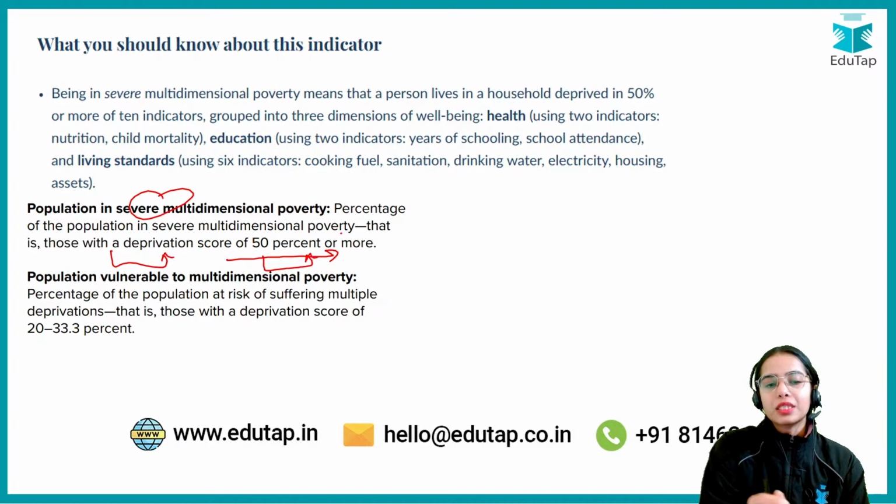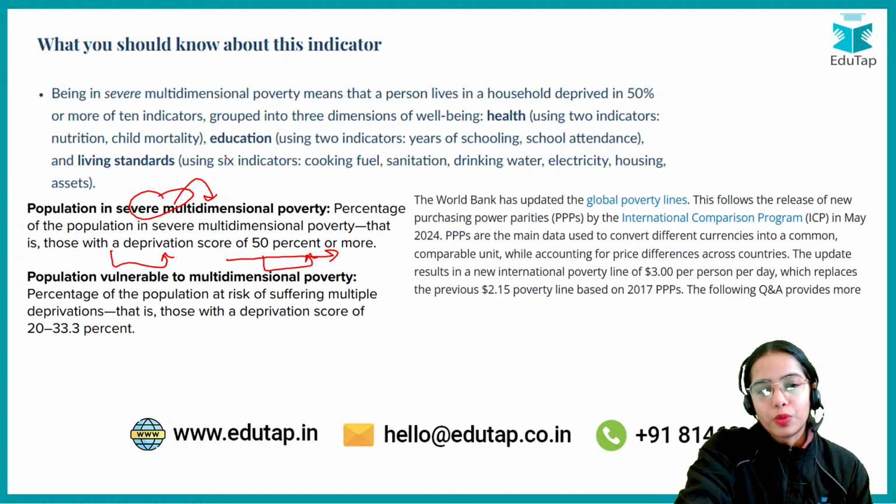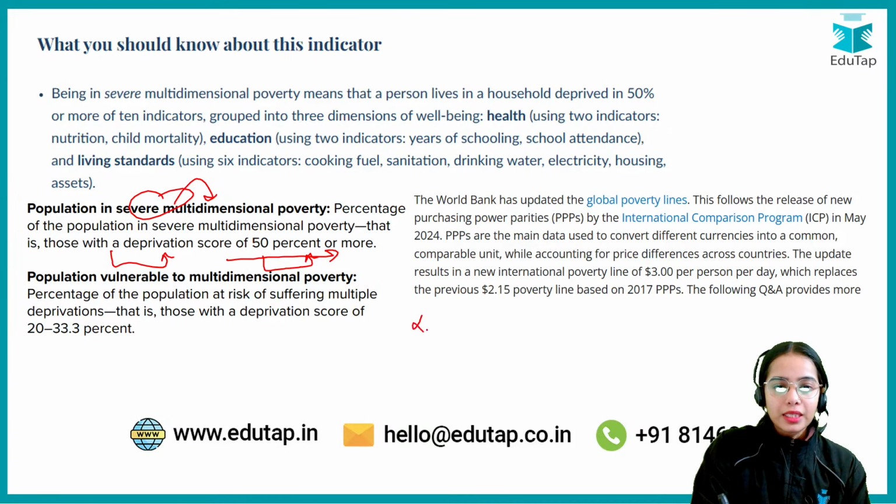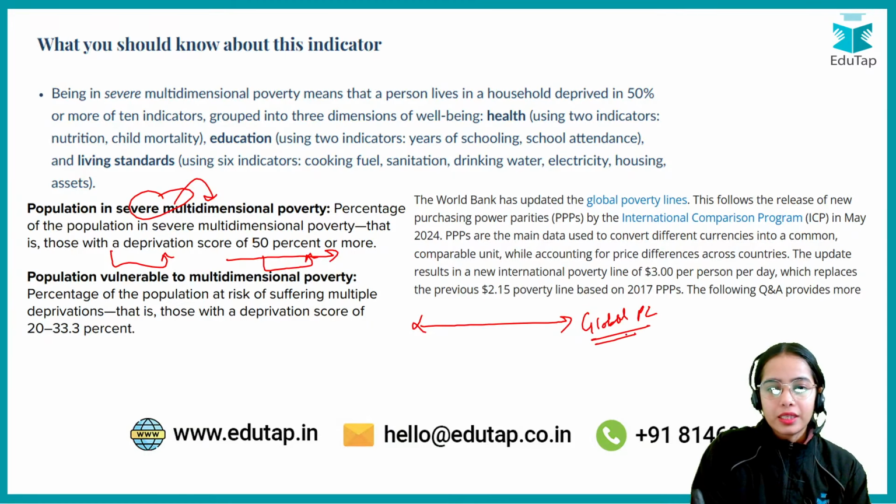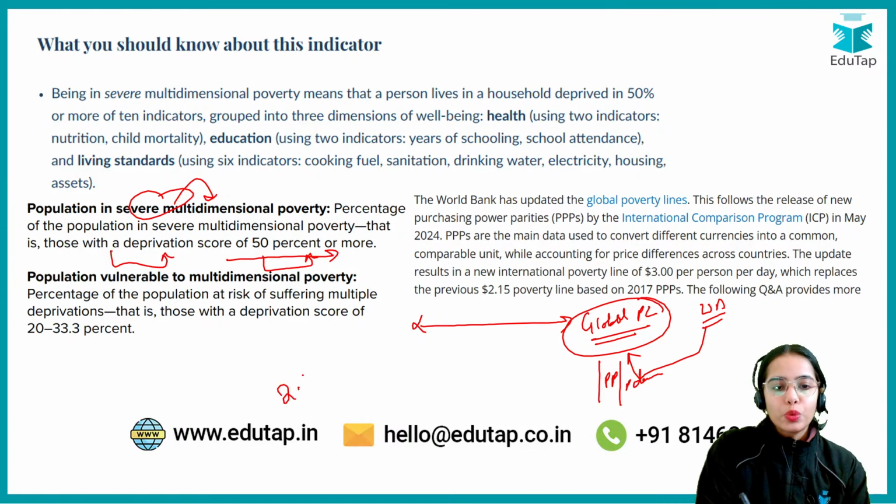So if a person has a deprivation score of 50% or more, that means the person is under severe multidimensional poverty. Now there is another thing: can anyone tell me what is the global poverty line constructed by the World Bank? As per the World Bank, what is the new global poverty line on the basis of per person per day? Is it 2.15, 2.75, $3, or $1.50, or $1.75?